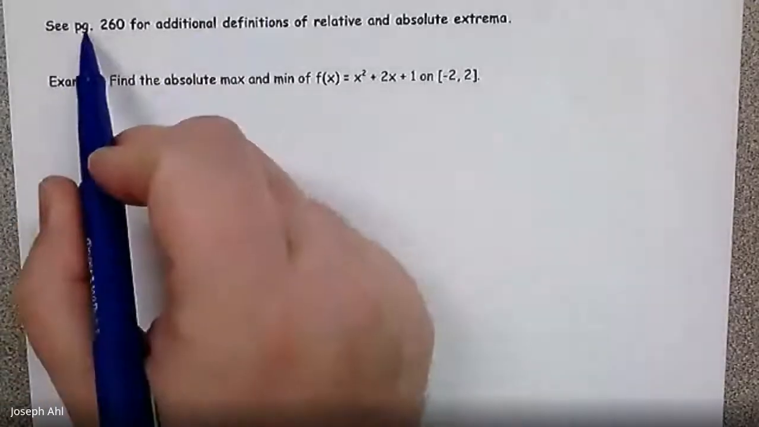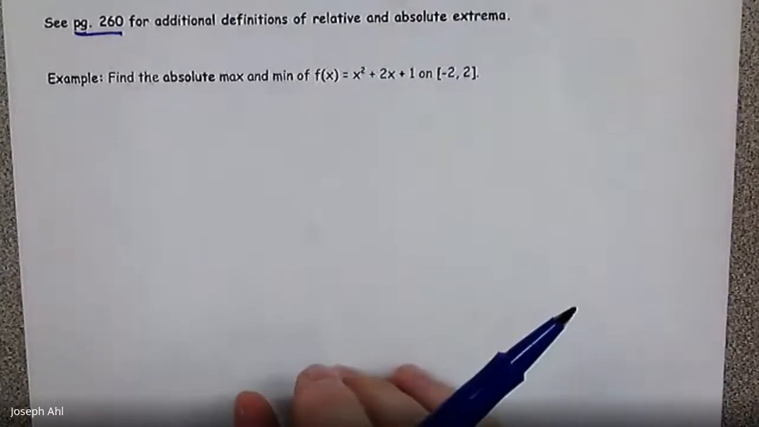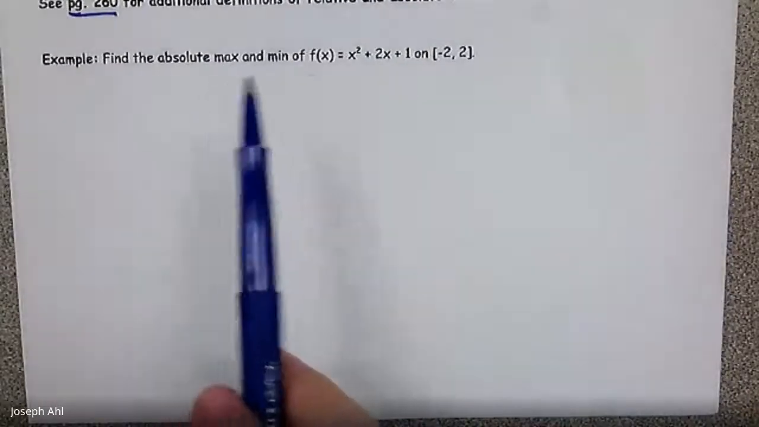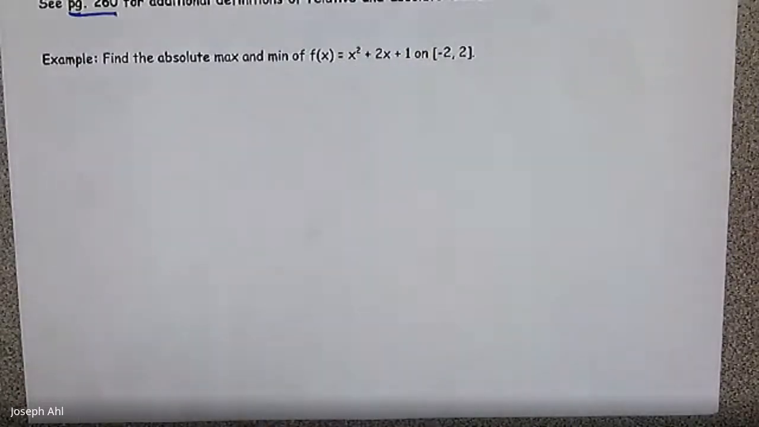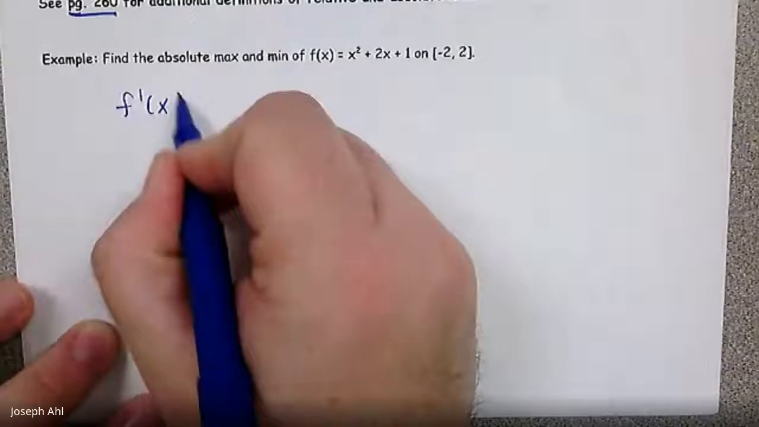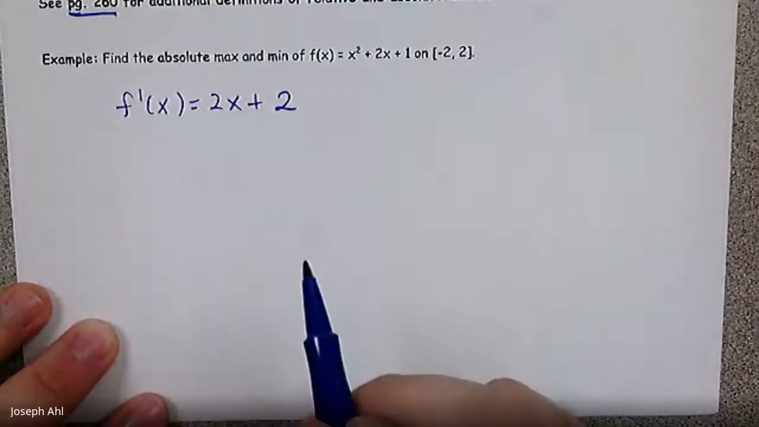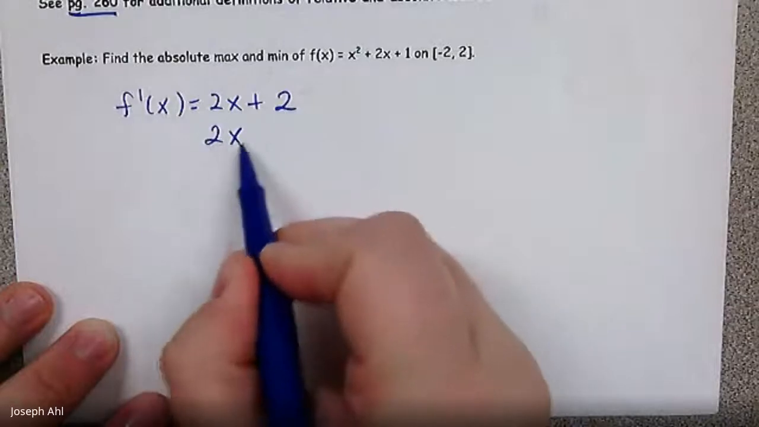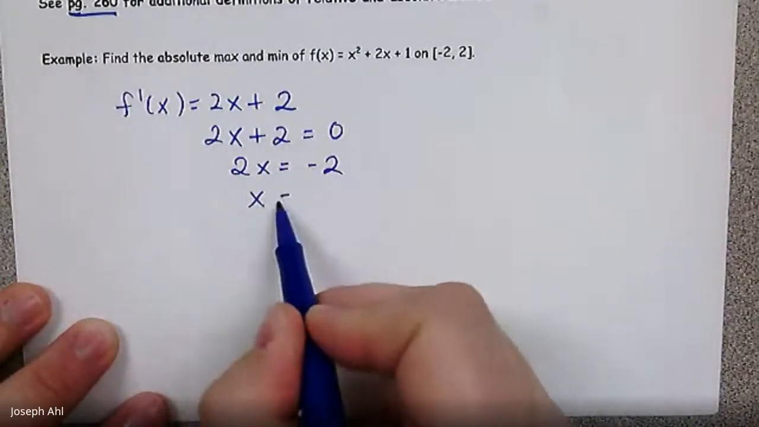So here's an example of that. And by the way, page 260 has a lot more definitions of extrema if you need anything there. But this says find the absolute max and min of f of x equals x squared plus 2x plus 1 over the interval from -2 to +2. So let's use our first derivative test. So f prime of x would equal 2x plus 2. And if I set that equal to 0 and solve, we'll very quickly get that x equals -1.